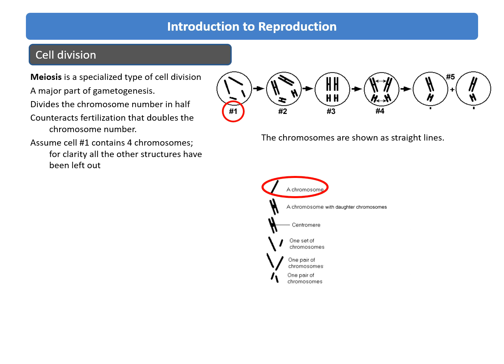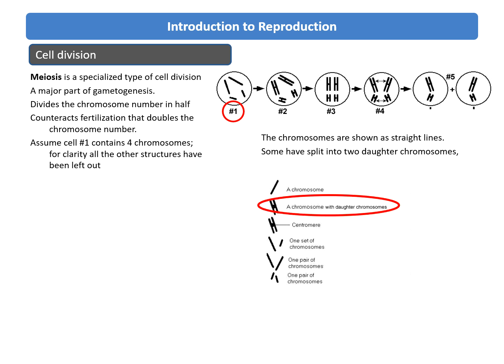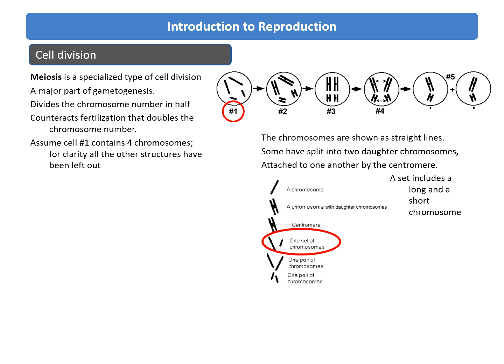Let's take a cell. Here it is, cell number 1. Assume it has 4 chromosomes. For clarity, all the other structures have been left out. The chromosomes are shown as straight lines. Some of them have split into 2 daughter chromosomes, attached to one another by the centromere. A set includes a long one and a short one. A pair of long chromosomes exists and a pair of short chromosomes.